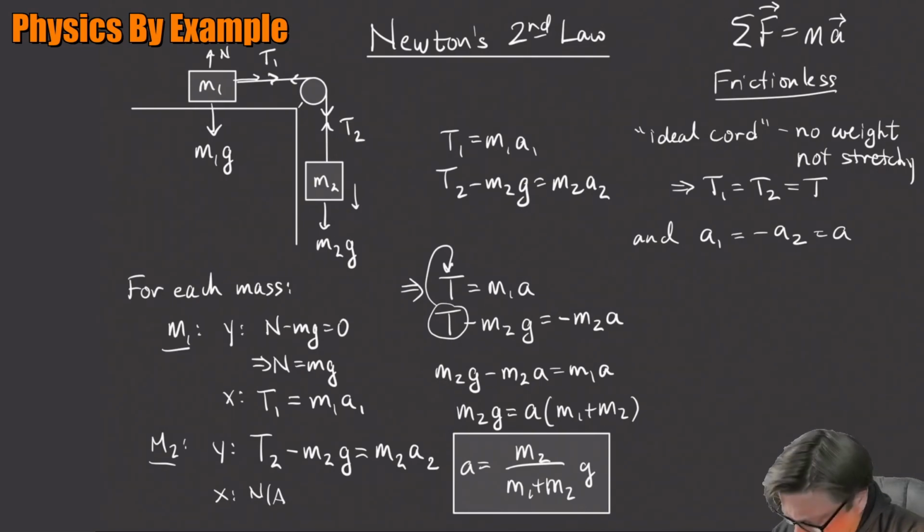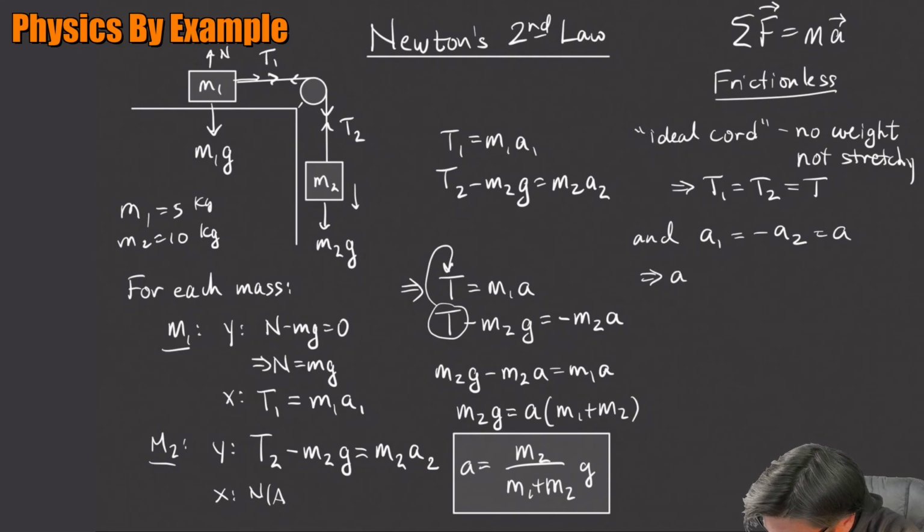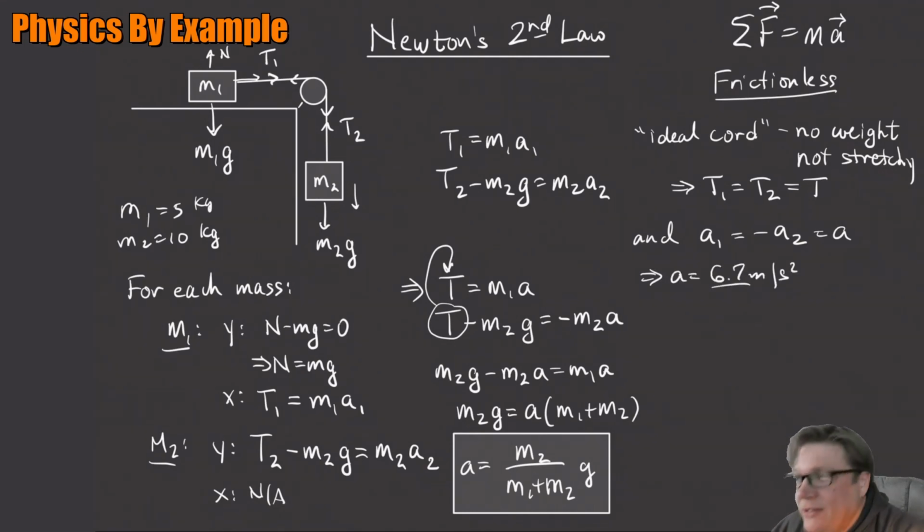I mean, just for kicks, let's say that M1, what did I use before? M1 is 5. Oops, hand slipped. M1 equals 5, M2 equals 10 kilograms. And so if I do that, what's my acceleration? This would be 10 over 15 times g, which is like 10, pretty close. So A is something like 6.7 meters per second squared, is how fast this thing is going to accelerate. And then if you want, you can go ahead and find the tension.